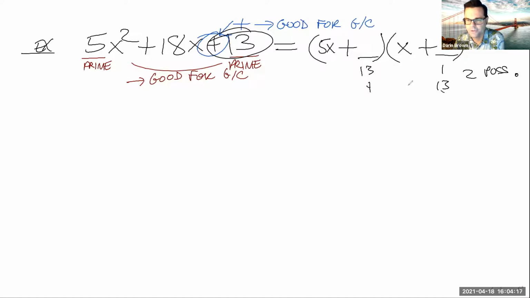Now, if you look at 1 and 13, so if I put 1 and 13, the 13 is going to hook up with the 5. They're going to go out on a date and make 65. So that's not going to work. So really, we want it the other way.